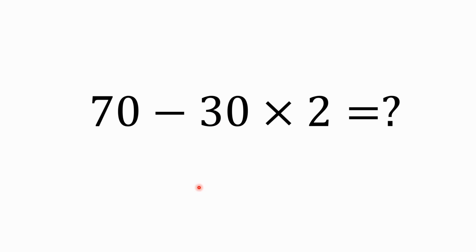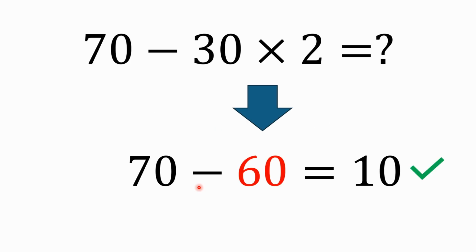All right, today we have a mixed operations problem that mixes subtraction with multiplication. 70 minus 30 times 2. This one should be pretty simple, but I do see some incorrect answers pretty often here.